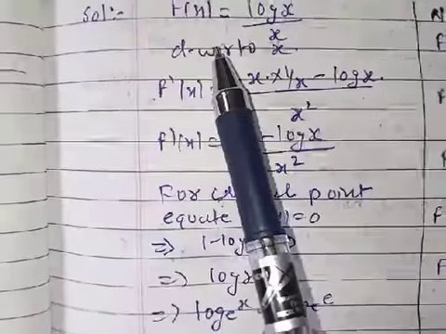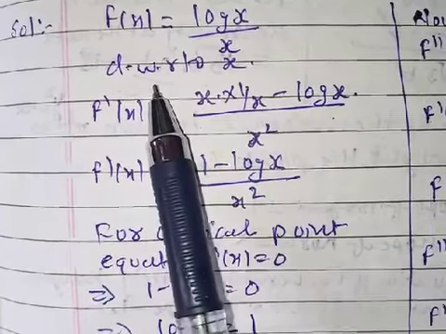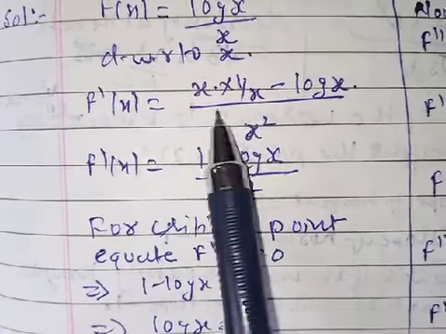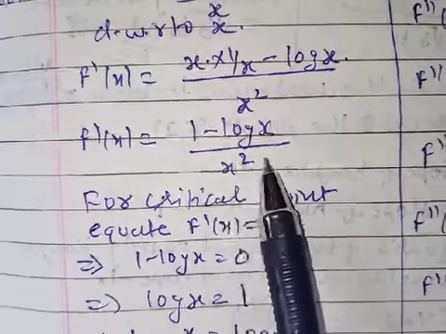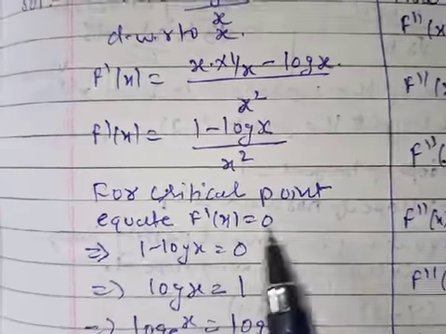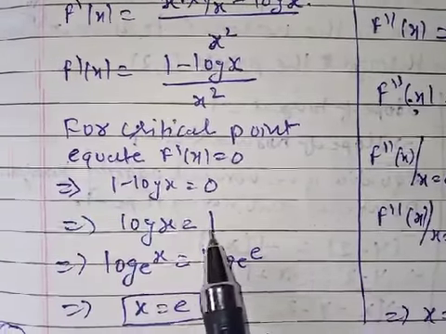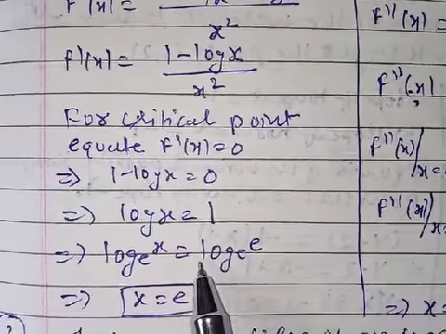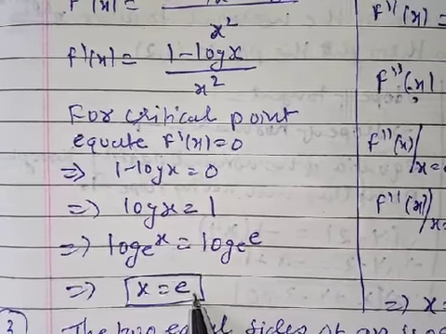So let's see here, f of x is equal to log x upon x, derivative with respect to x, f dash of x is equal to this. If you simplify, then f dash of x is (1 minus log x) upon x square. For the critical point, equate f dash of x to 0, so log x is equal to 1. So 1 is what? Log e to the base e, so x is equal to e.